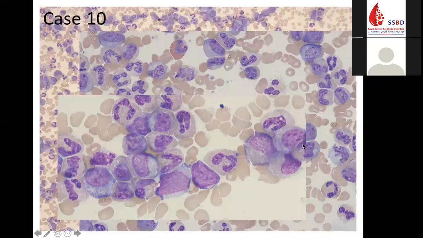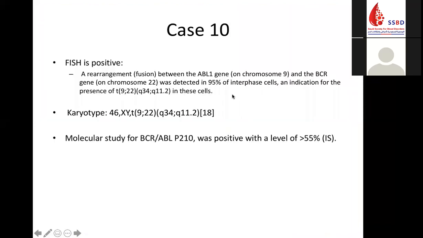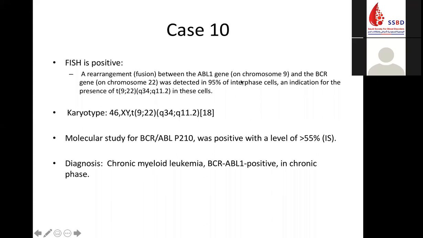Yes, BCR-ABL by FISH is the gold standard for the confirmation of the diagnosis. This patient came back positive for rearrangement of BCR-ABL1 by PCR, and the karyotype is positive for translocation 9;22, and the molecular study also shows the BCR-ABL mutation. So this patient is diagnosed as chronic myeloid leukemia, BCR-ABL1 positive, in chronic phase.